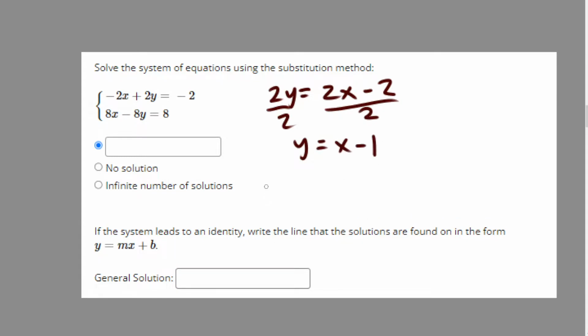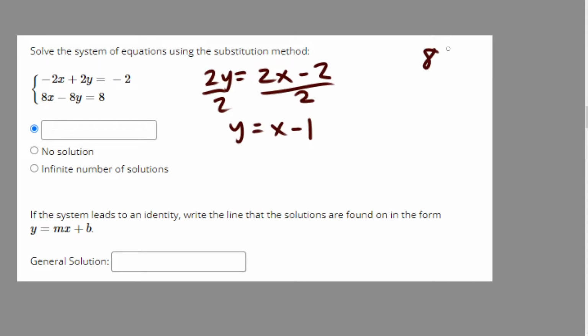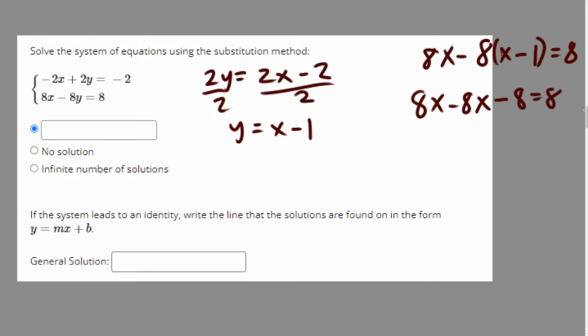And so now we'll plug that in. We'll have 8x minus 8 times x minus 1 equals 8. That would give us 8x minus 8x, minus 8 equals 8. Sorry, that should be plus 8 because it's a negative times a negative. Then we'll minus 8 from both sides. And this will turn into 0 equals 0.